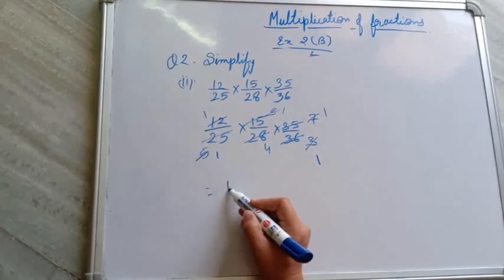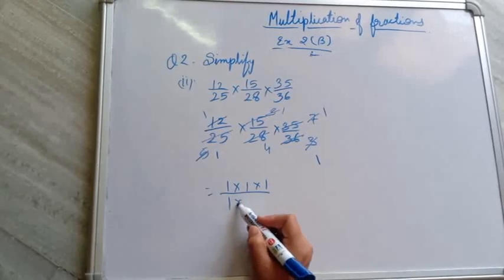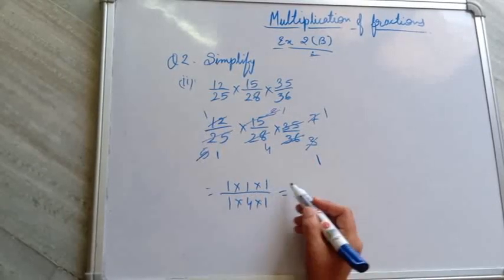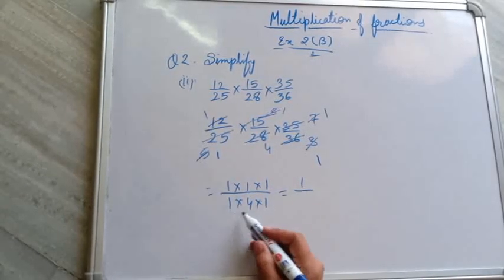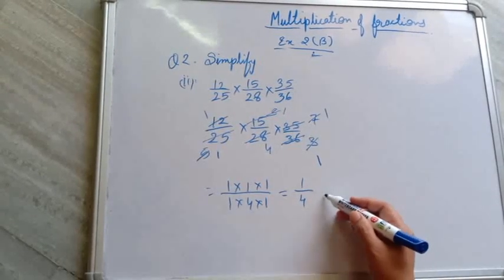Rest 1 multiplied by 1 multiplied by 1 upon 1 multiplied by 4 multiplied by 1. That is 1 into 1 into 1, that is 1. 4 into 1 is 4, 4 into 1 is 4. So it will be 1 by 4.